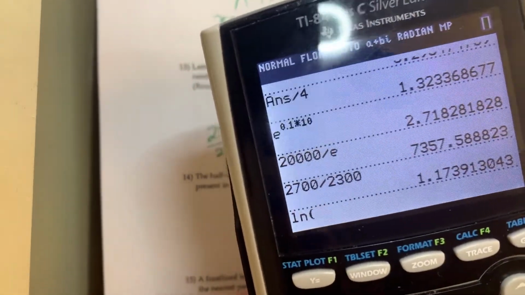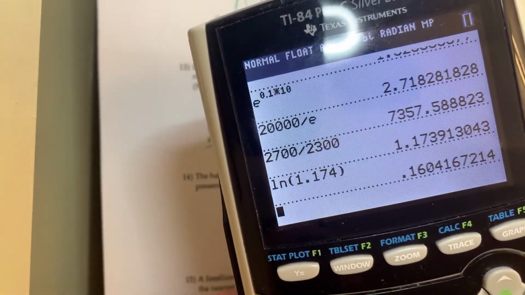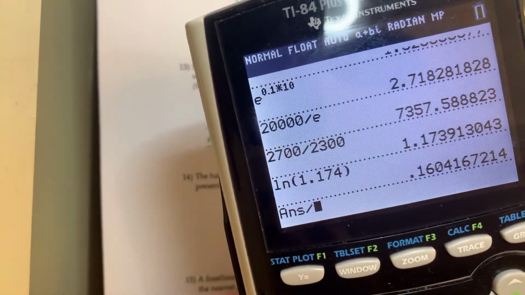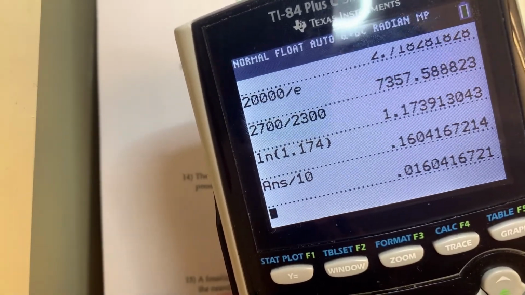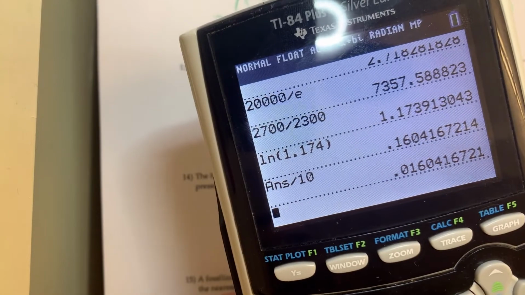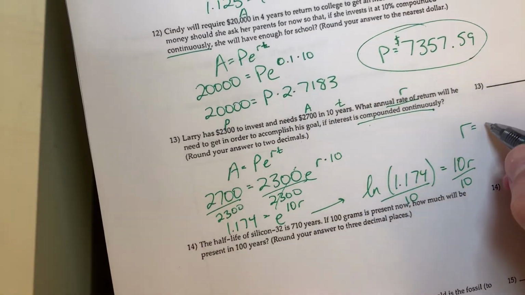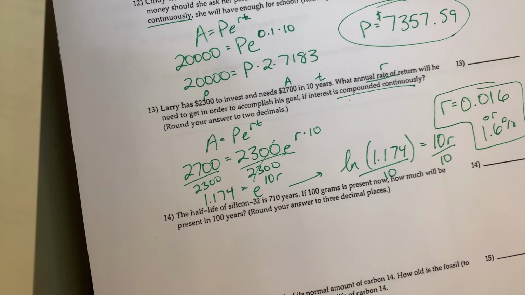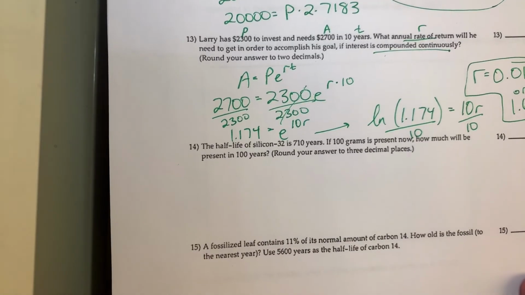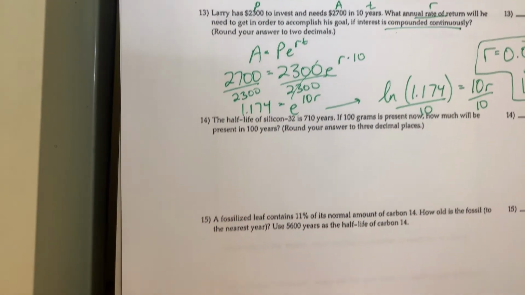Again, either way is fine. On the test, I will account for both of those. So natural log of 1.174 is 0.16, and divide by 10, 0.016. Bump all those numbers over one place, right? So about 1.6% interest rate, about 1.6% rate would get us there, get him to that $2,700 that he needs.